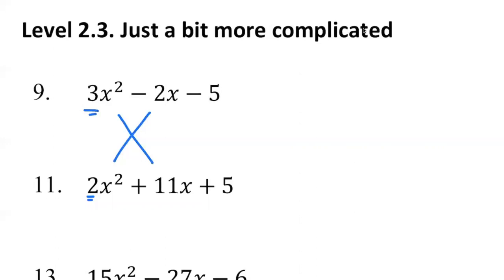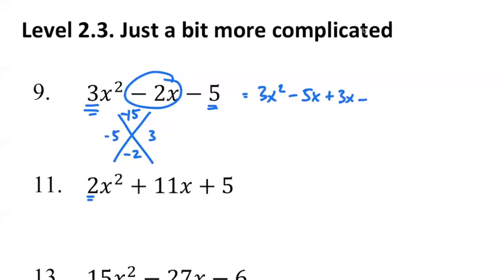Again, we do the cross. The top will be a times c. A is 3, c is -5, so it's actually -15 for a times c. And then we have -2. So we say, what two numbers give you -15 when they multiply together and add up to -2? I think that's a very easy choice. It's got to be -5 and 3. So we can break down this middle term into -5x plus 3x.